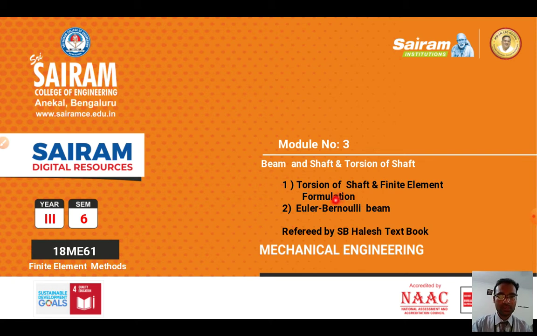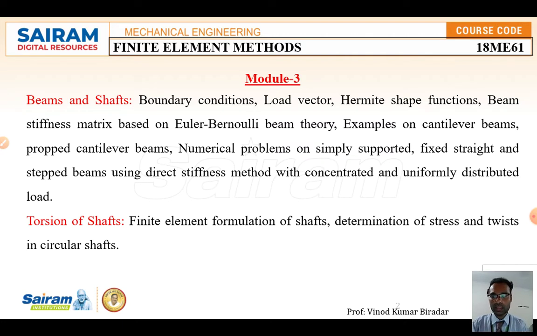How did you derive the element stiffness matrix for the 1D bar element in module 1? In a similar way we are going to derive the equation for the torsion stiffness matrix, K is equal to the stiffness of the torsion. Along with that, we are also going to discuss the Euler-Bernoulli beam. That is what is in this syllabus. Coming to the last topic, torsion of shaft, today we are going to explain the finite element formulation of the given shaft.